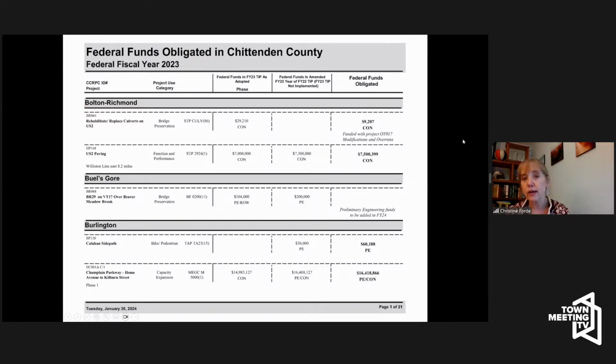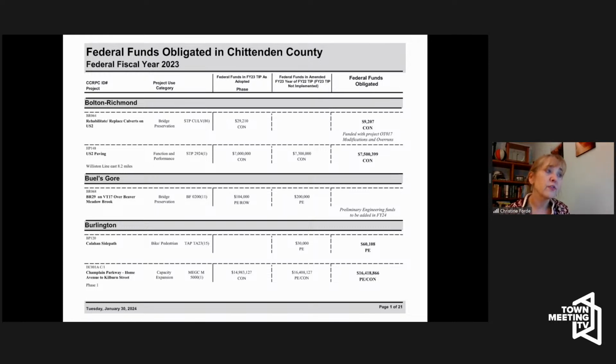So this is what the report looks like. This is just page 1 of the report. It's linked on the website. Projects are organized alphabetically by municipality and then alphabetically by projects. In this version of it, there are 3 columns of numbers. The one farthest to the left is the amount that was in the TIP when it was adopted at the beginning of the year. The middle column is the amount that was in the TIP at the end of the year after all the revisions. And then what we really care about is the column to the far right, and that's the funds that are actually obligated to the project.